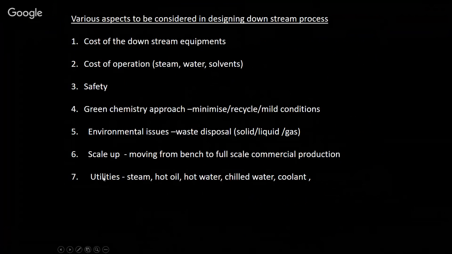Then utilities. You may require steam, hot oil, hot water, chilled water, coolant, so many different utilities, gases, nitrogen. If you want to maintain, say, anaerobic conditions, you may require CO2, because some animal cells grow in a CO2 atmosphere. So different gases. All these are called utilities. So when you are designing a downstream process, we need to consider all these aspects as well.